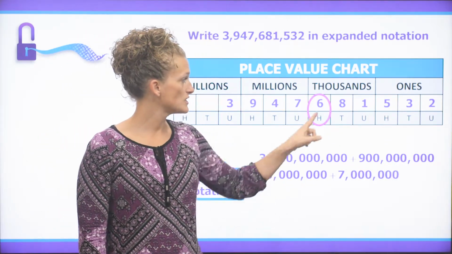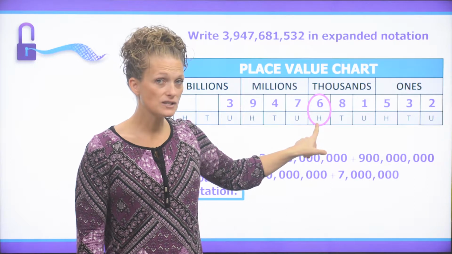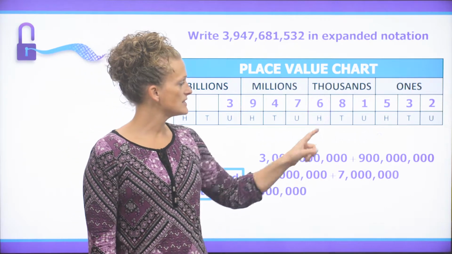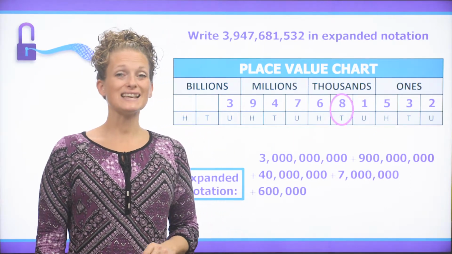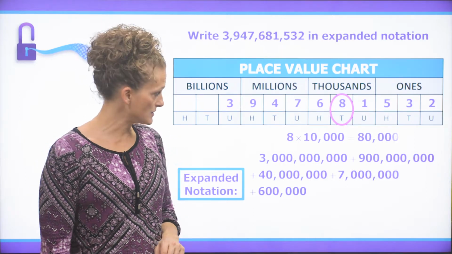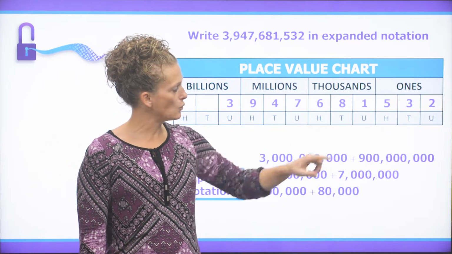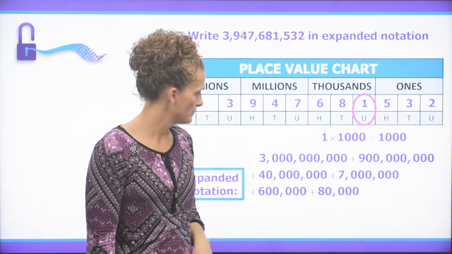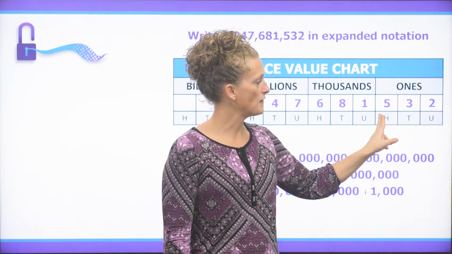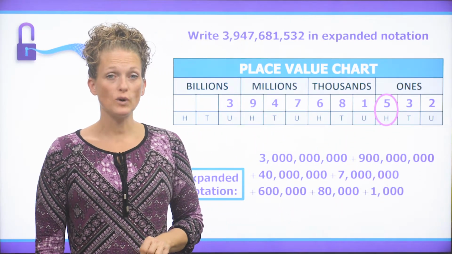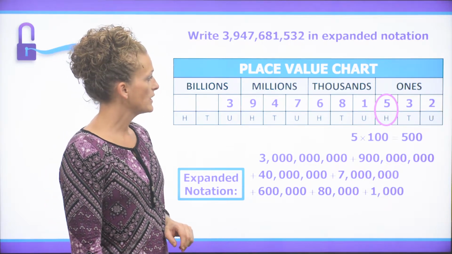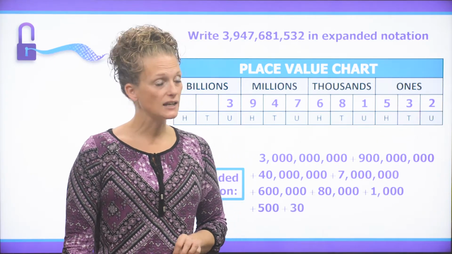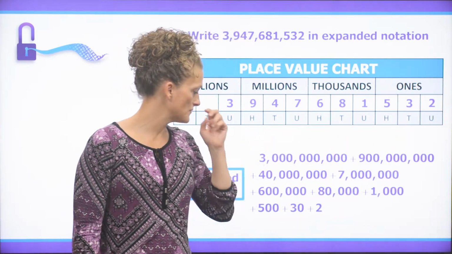The 6, which is here under the thousands, it's in the hundreds of thousands. So 6 times 100,000 gives us 600,000. And this 8 is in the tens of thousands, so that's 8 times 10,000, which is 80,000. And then we have a 1 here, which is in the units of the thousands, so that's 1 times 1,000, which gives us 1,000. Almost done. We have the 5, which is in the hundreds, so it's 5 times 100, or 500. We have the 3, which is in the tens, which is 3 times 10, which gives us 30. And then last but not least, we have 2 at the end.